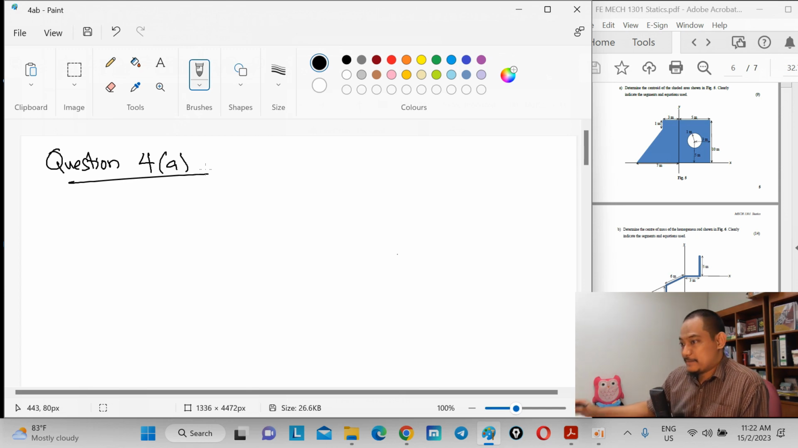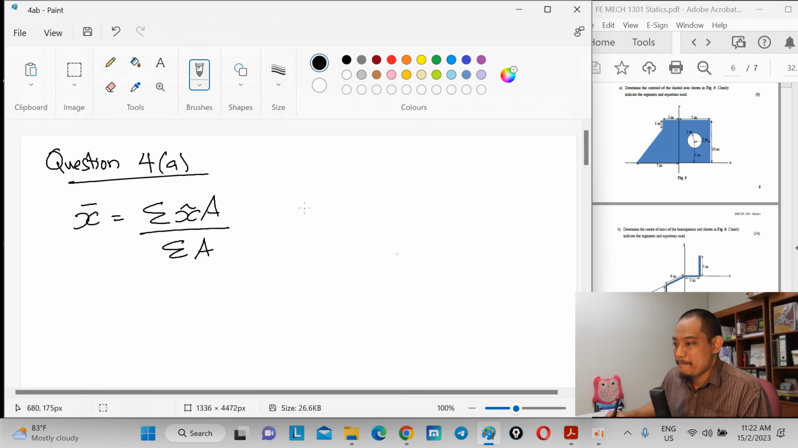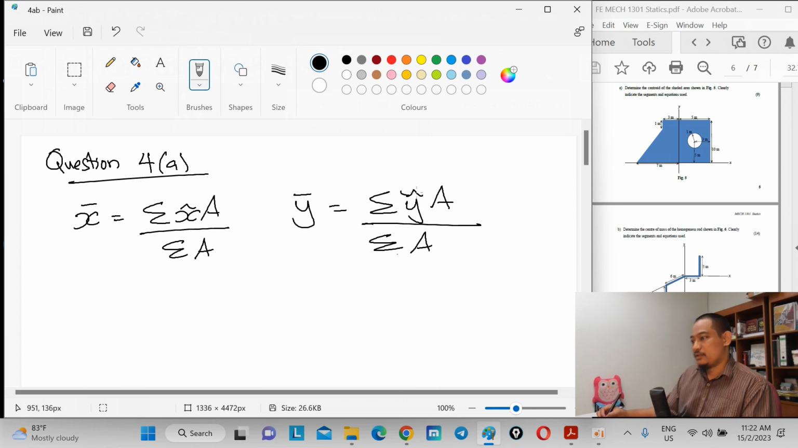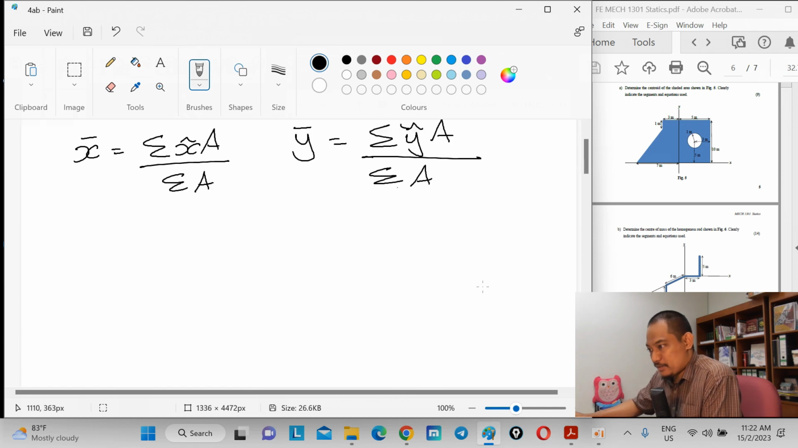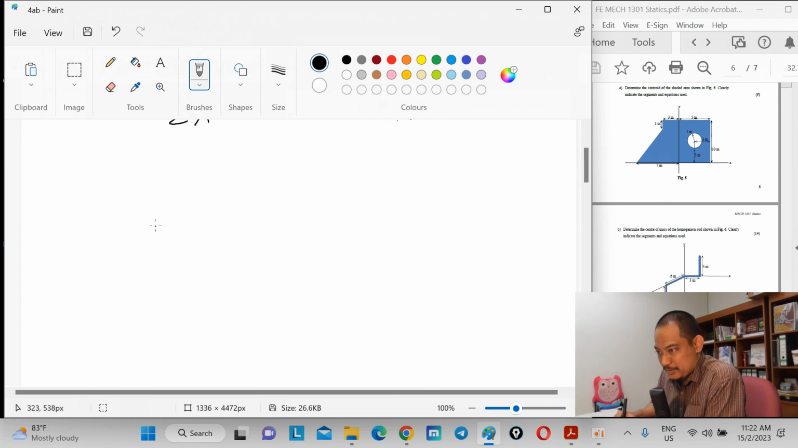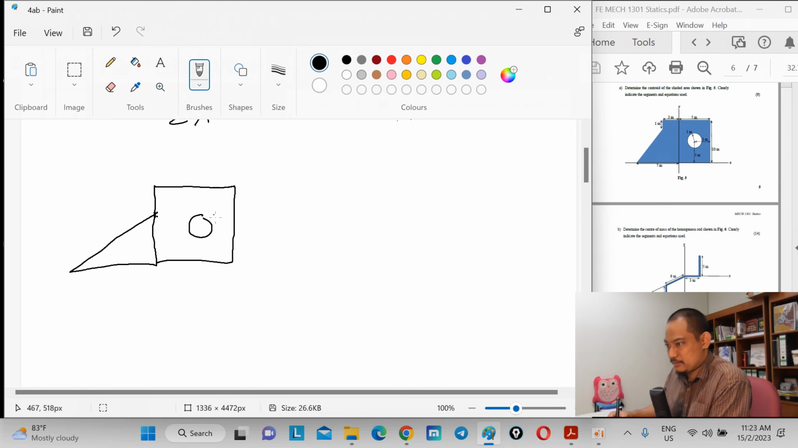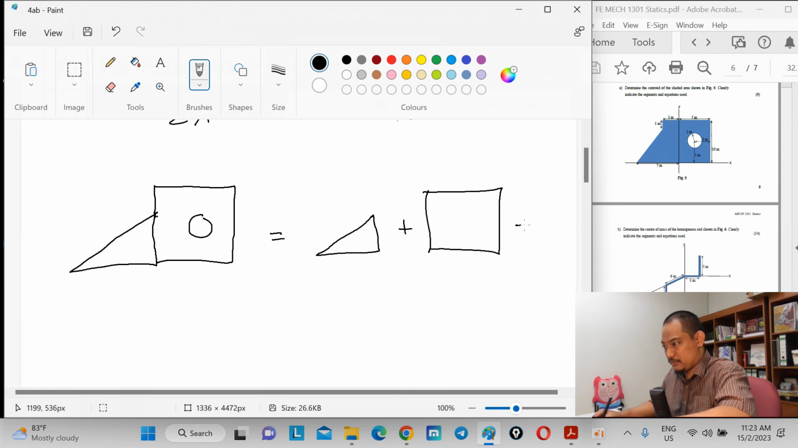Okay, so let's divide the area. We need to find the centroid, right? So basically the centroid, x bar equals summation of x times A over summation of A, y bar equals summation of y times A over summation of A, right? So let's consider this. If you see, it's something like this, and then we have another one, and then minus something there. So it's basically a triangle plus a rectangle minus the circle.